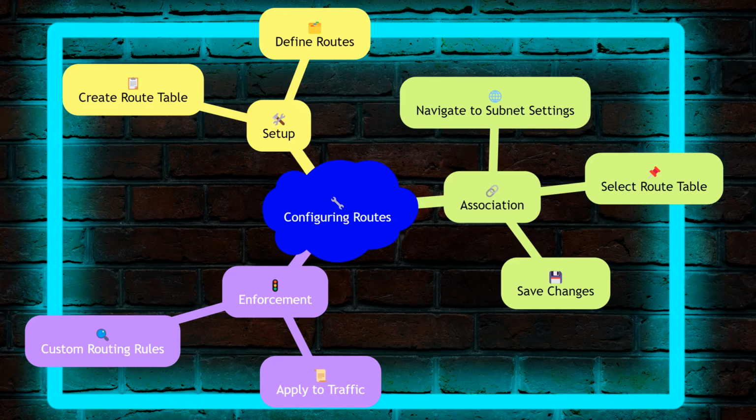Once you have configured the routes, you need to associate the route table with one or more subnets. This association ensures that the routes are applied to the traffic within those subnets. To associate a route table with a subnet, navigate to the subnet settings in the Azure portal, select the route table you created, and save the changes. This step is crucial for enforcing the custom routing rules defined in your route table.